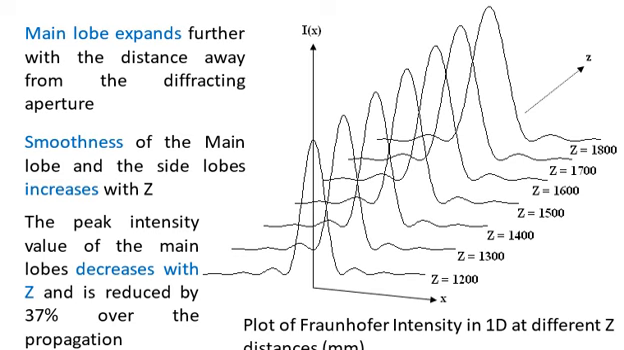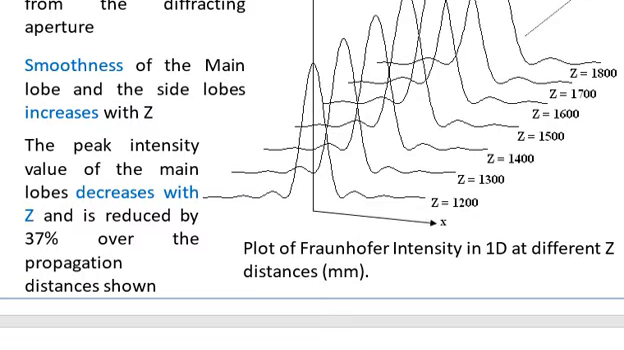The one thing which is very prominent is that the main lobe is going to be broadened, and the second thing is that the side lobes are going to be smoothened. So let's read the statements. Main lobe expands further with the distance away from the diffracting aperture. Smoothness of the main lobe and the side lobes increases with z. So the smoothness will also increase and the main lobe will also expand. The peak intensity value of the main lobes decreases with z and is reduced by 37% over the propagation distance shown.